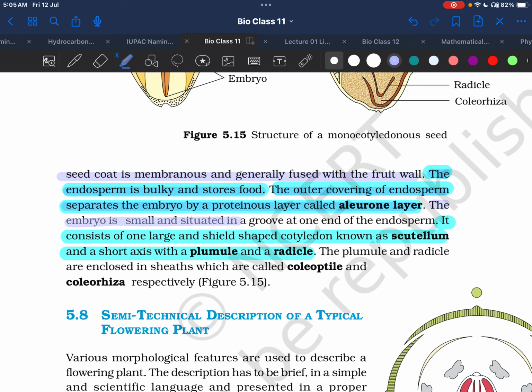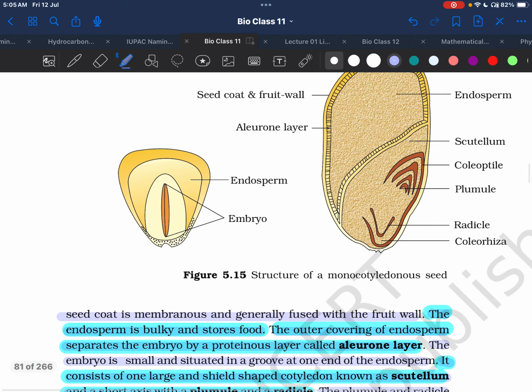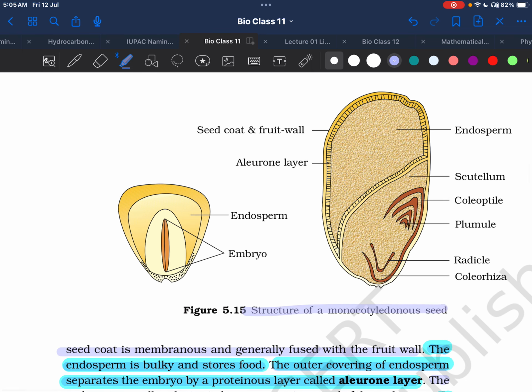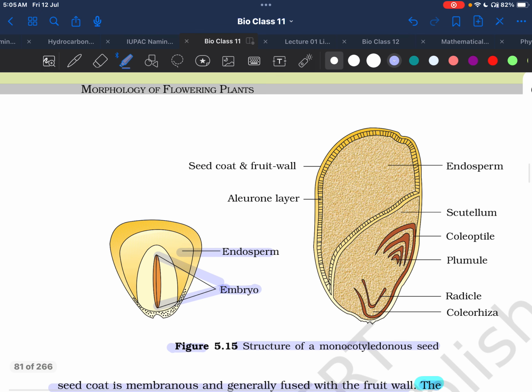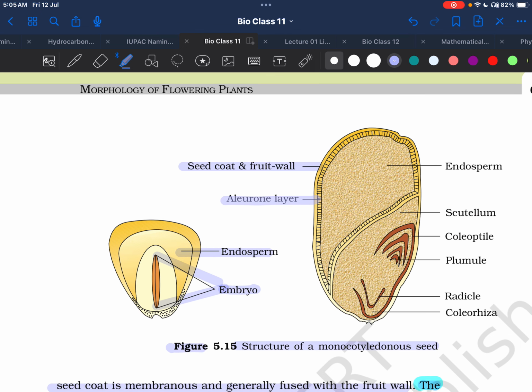The embryo is small and situated in a groove at one end of the endosperm. It consists of one large and shield-shaped cotyledon known as scutellum and a short axis with a plumule and a radicle. The plumule and radicle are enclosed in sheaths which are coleoptile and coleorhiza respectively. Figure 5.15 Structure of monocotyledonous seeds. Embryo, endosperm, seed coat and fruit wall, aleurone layer, endosperm, scutellum, coleoptile, plumule, radicle, coleorhiza.